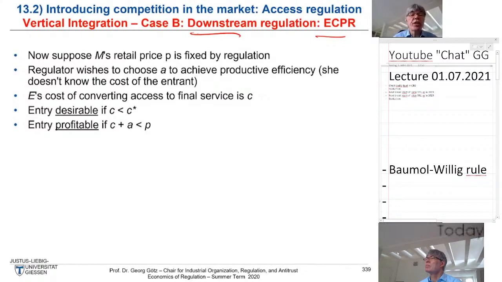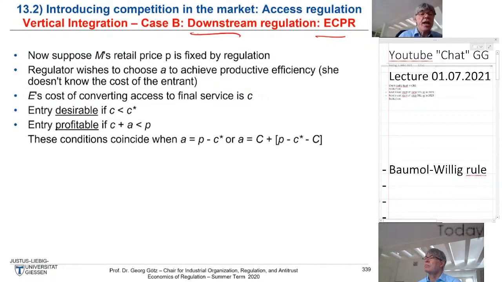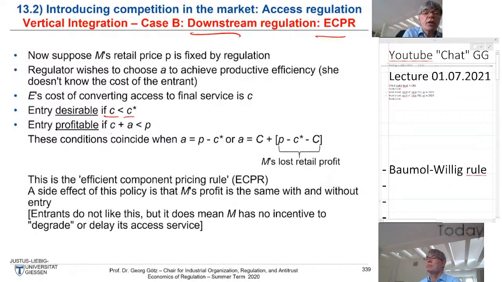E's cost of converting access to the final service is C. Entry is desirable if the entrant has lower cost than the incumbent. Entry is profitable if the cost of the entrant plus the access charge are below the price. And these conditions coincide only if A is equal to P minus C. Put differently, if it's equal to the lost retail profit.